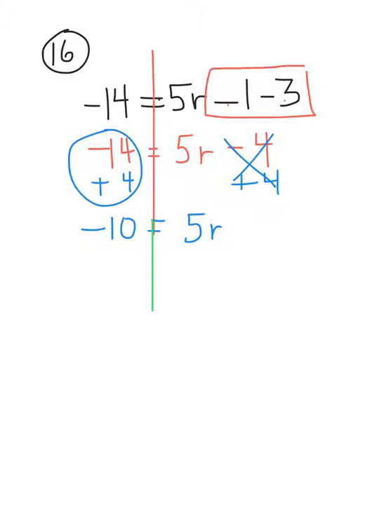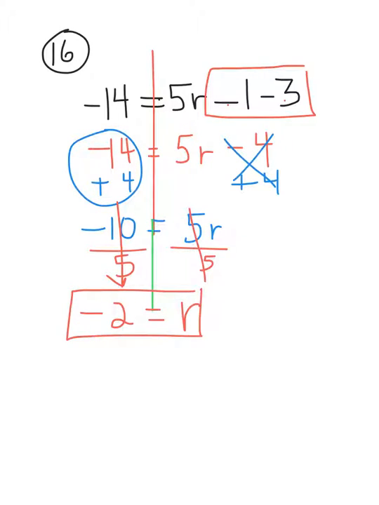Okay, so now I got to divide by 5 on both sides. That will isolate r over here, and -10 divided by 5 is going to be a -2. And I'm going to check that with my calculator. -10 divided by 5 is -2. And let me check my answer on that one. And yes.